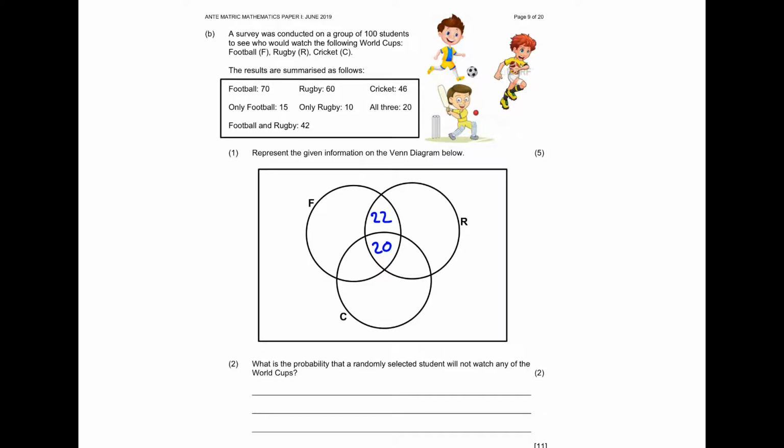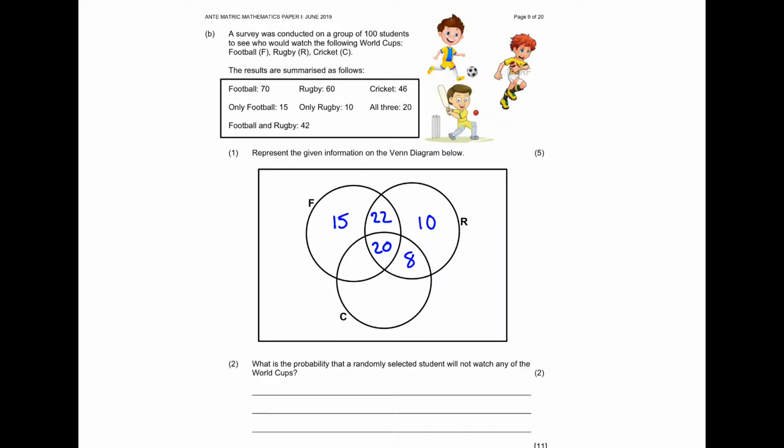Okay, now we can move to the next part. They told us that there are 15 that would only watch football, so that would go in that part of the football set. There are 10 that would only watch rugby, so that would go in the rugby set, not intersecting any of the others. And then now we can fill in the remainder. They told us that in total 60 watch rugby, so if we subtract that 22, that 20, which is 42, and that 10, which is 52 from 60, we are left with 8 in this intersection. So those 8 people would watch only rugby and cricket.